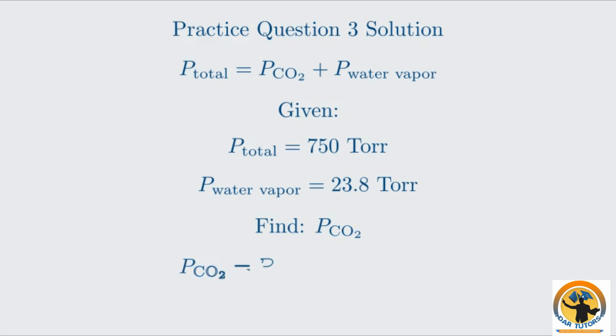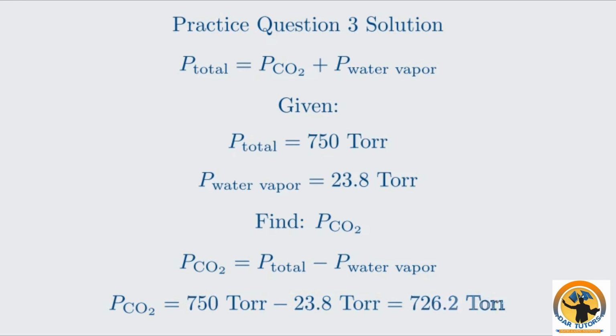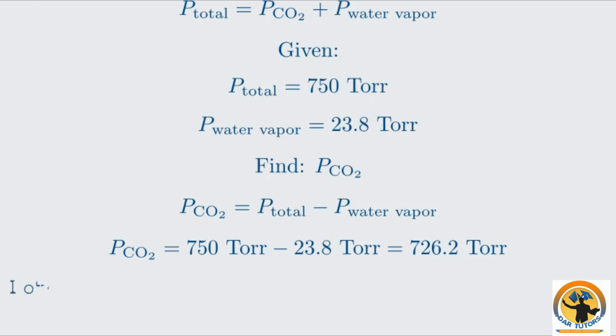Rearranging the equation, the partial pressure of CO2 is the total pressure minus the water vapor pressure. Plugging in the numbers, we get 750 minus 23.8, which equals 726.2 torr. Notice that the number of moles of CO2 was irrelevant here. It was extra information.